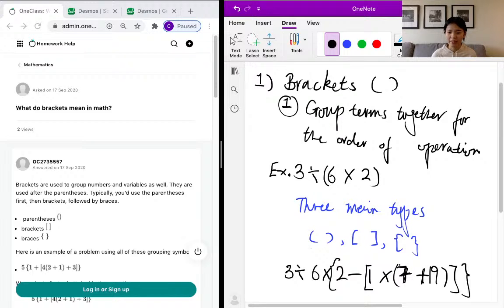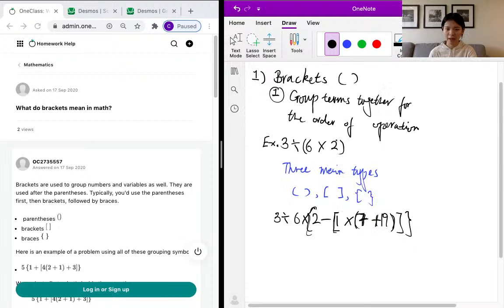In this case, you would go to the innermost brackets, which is 7 plus 19, and this is 26. Then you go up to the next level of brackets, which is 1 times 26, which is still 26. Then you go up to the next layer, and it's 2 minus 26, which is negative 24, and you just calculate it normally. So this is the first use of the brackets.